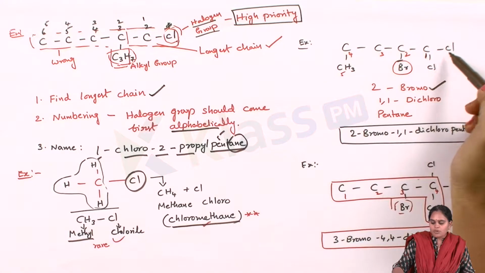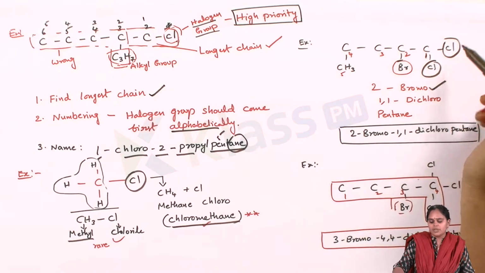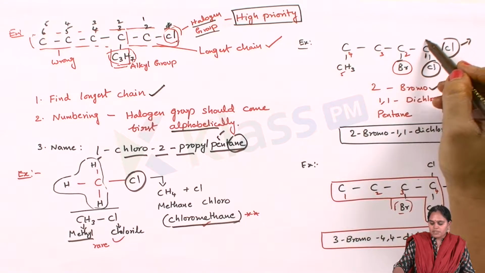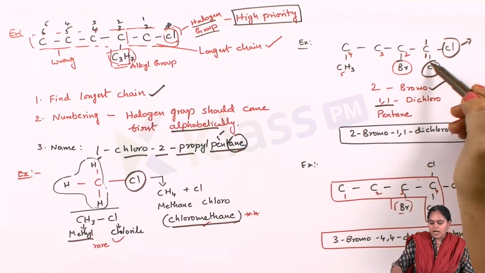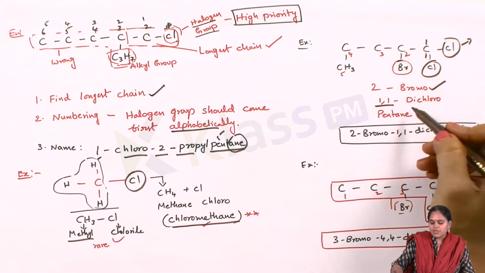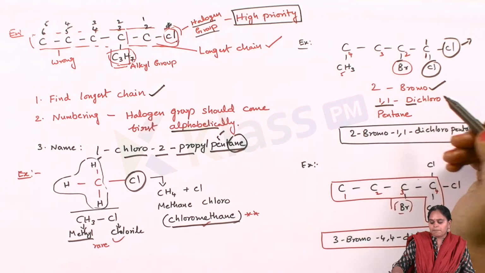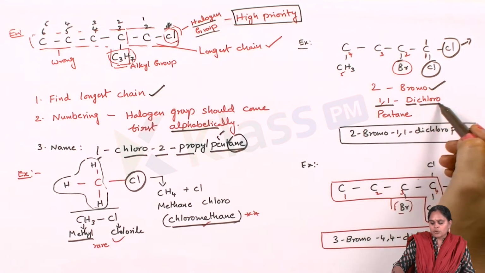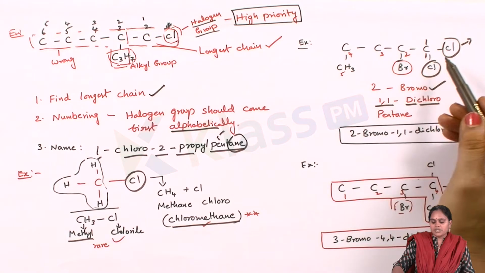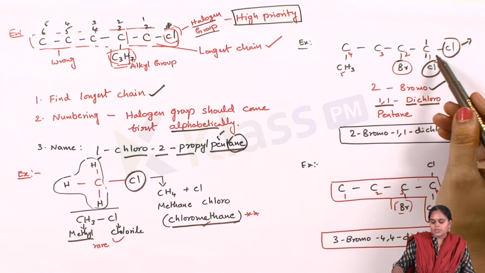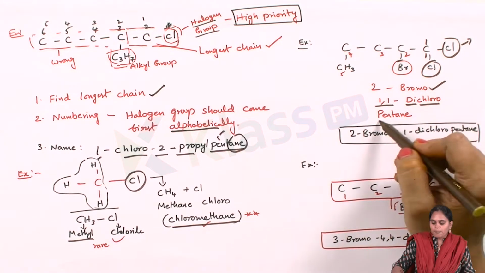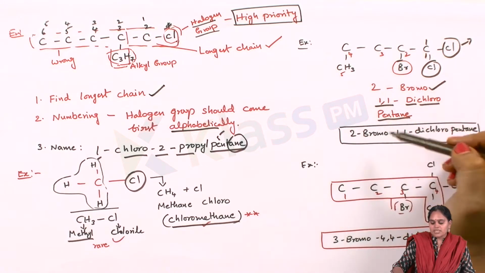In the first place, what are the substituents here? That is chlorine and chlorine. How many chlorines are added here? This has high priority, and 2 chlorines are added here. So in the first place, 1 and 1, 2 chlorines. 2 means the numerical prefix di. Di, chlorine is added, so chloro. And how many carbon atoms are there in the chain? 5. So pentane.